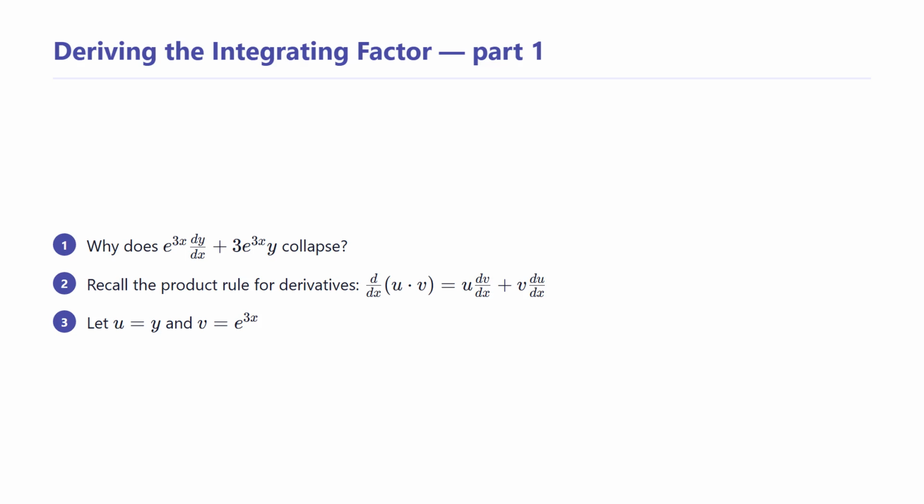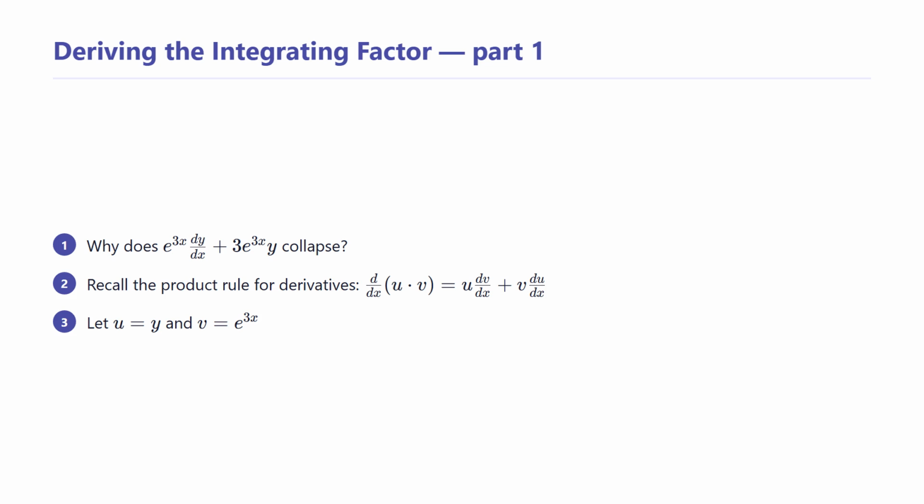Having successfully used the integrating factor, you might be wondering why that magical collapse on the left side actually works. Let us prove it by looking closely at the algebra we just performed. In our circuit example, we ended up with the expression e^(3x) times dy/dx plus 3e^(3x) times y. To understand why this collapses into a single derivative, we must recall the standard product rule for derivatives from calculus.